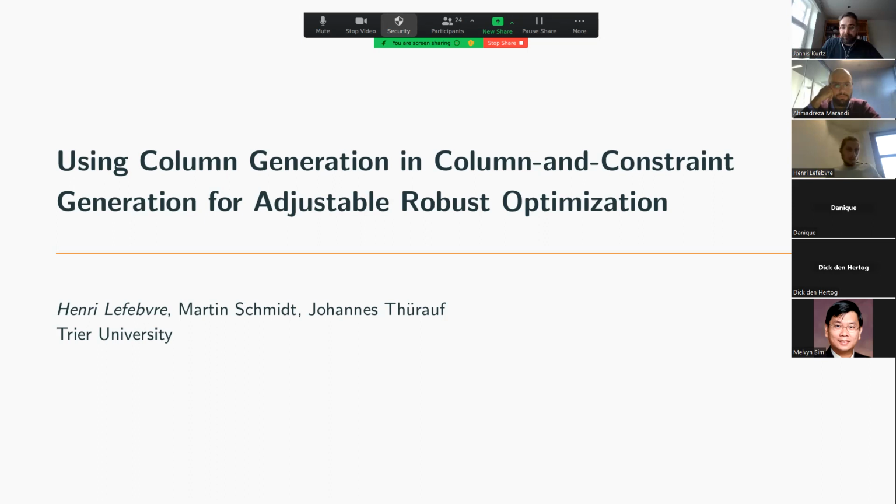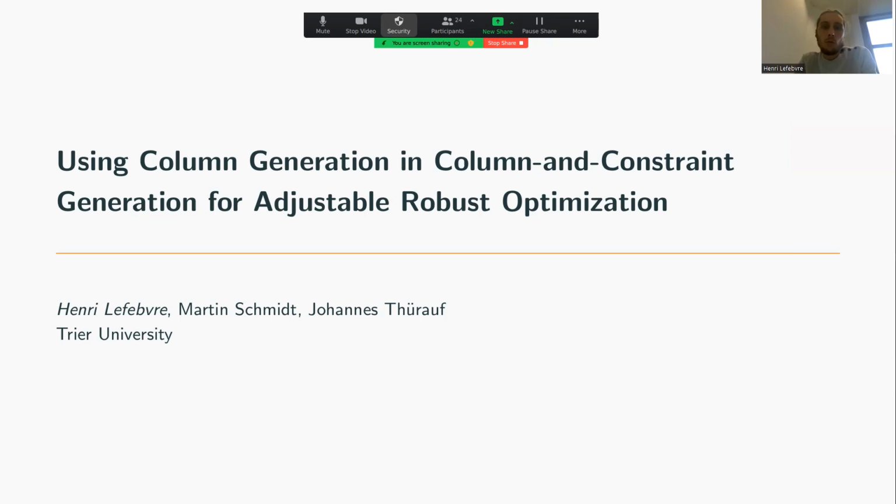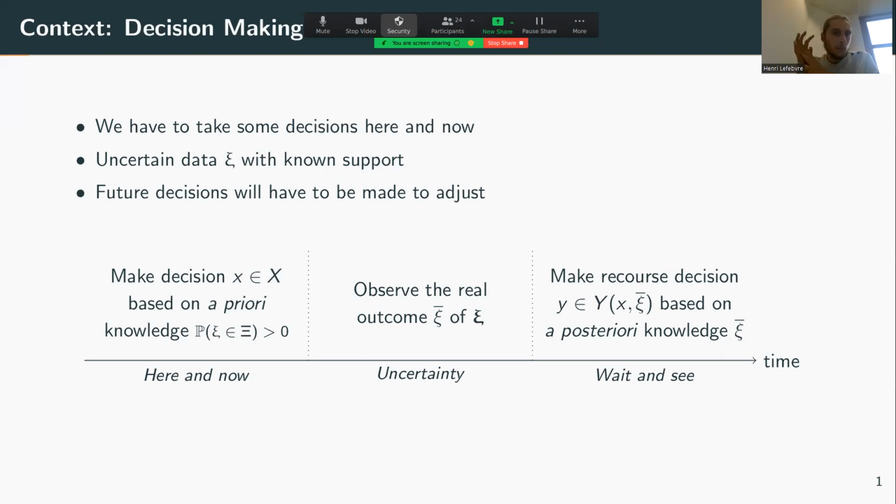So this talk is about using column generation in column and constraint generation algorithms for two-stage robust optimization, or adjustable robust optimization. This is joint work with Martin Schmidt and Johannes Thürauf, who are also both in Trier. Okay, so let's start with some context. I guess this is clear for everyone in this community.